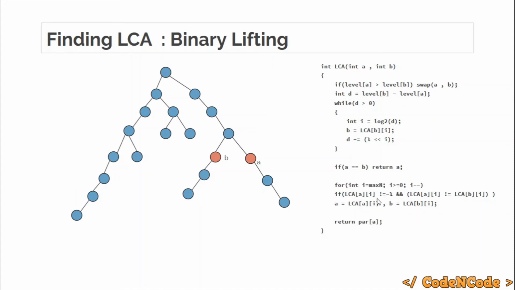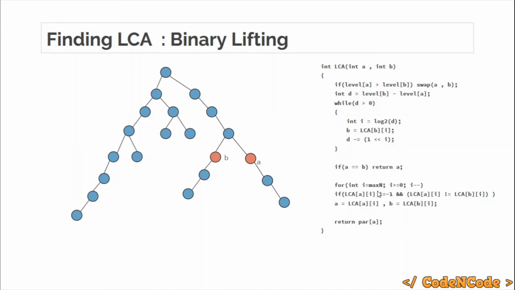So the 2 raised to power 0th parent of A exists. When it exists for A, it means it exists for B, because both of them are on the same level. So this condition is true. But the 2 raised to power 0th parent of A and B are both the same, so we won't make that jump. After that, I would again decrease, and I would become -1, and hence we would come out of this loop.